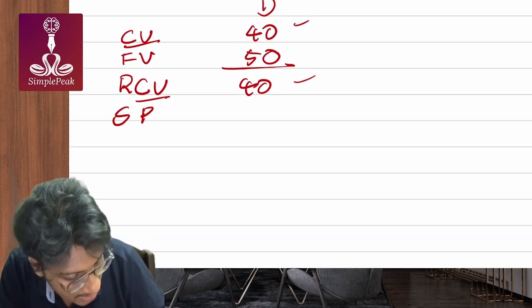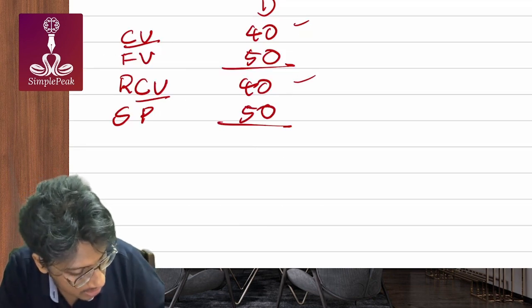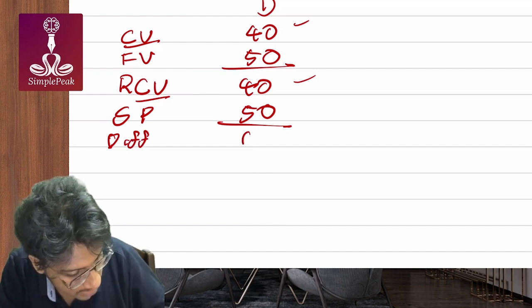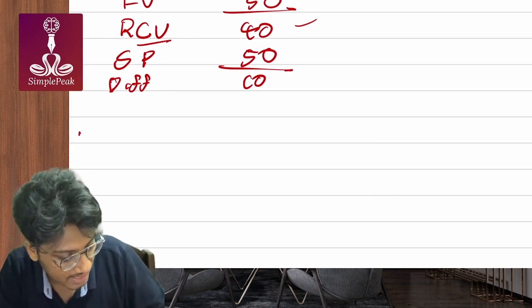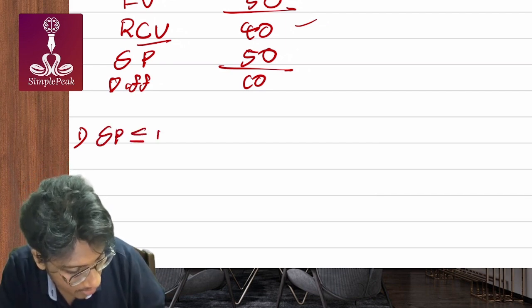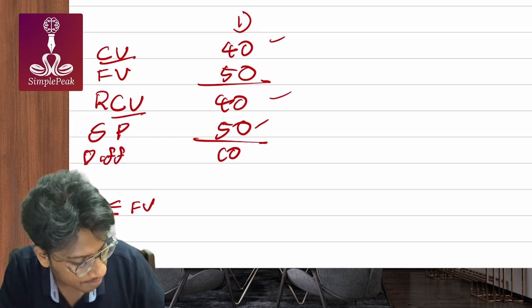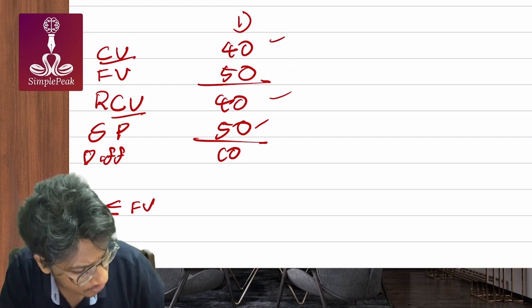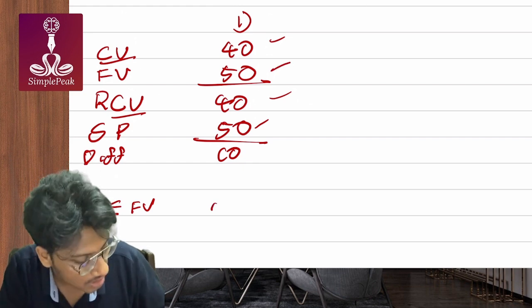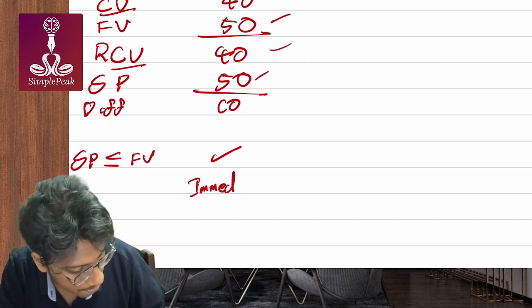Now check the sale price. What does the sale price say? 50 lakhs. You got the difference, 10 lakhs. Okay, now you need to check the condition. Sale price is less than or equal to fair value. What is the sale price? 50. What is the fair value? 50. It is equal to. So the condition is satisfied. So the difference is immediately charged to P&L.